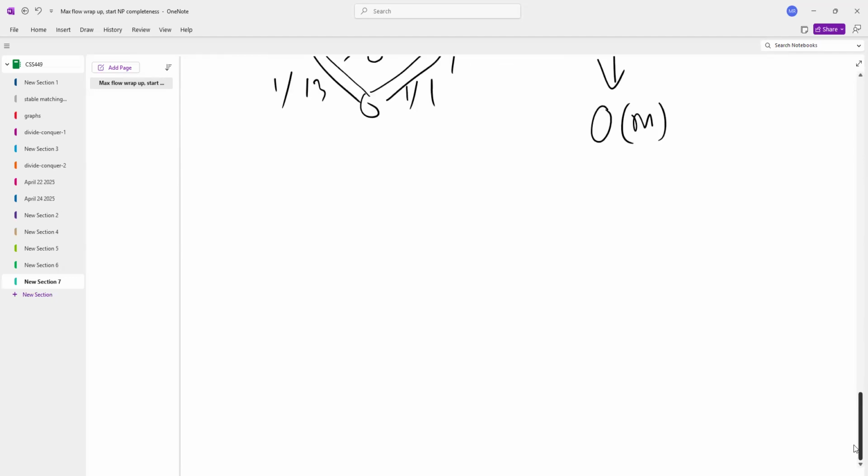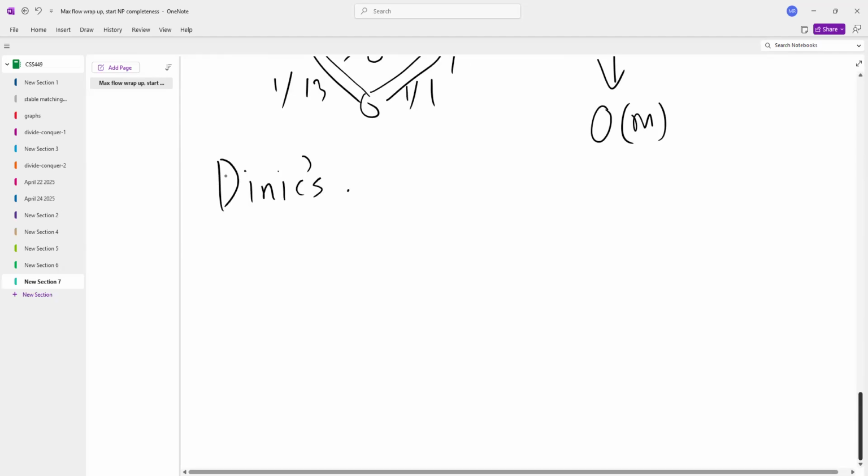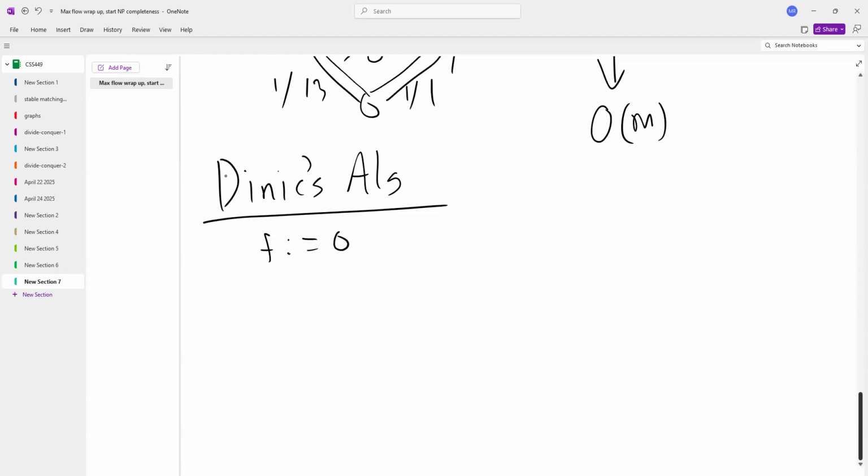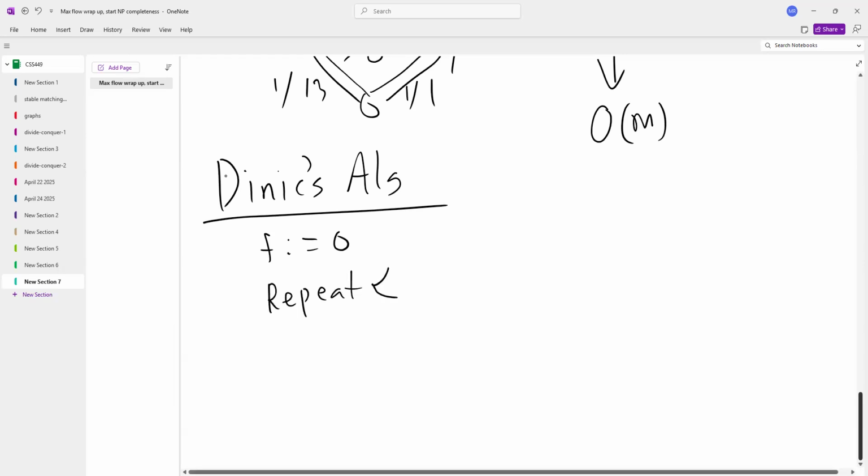So let's actually write down Dinic's algorithm, and then we are going to do a simulation to understand how it works. Dinic's algorithm. Again, we start with the flow equal to 0, and then we repeat these steps.